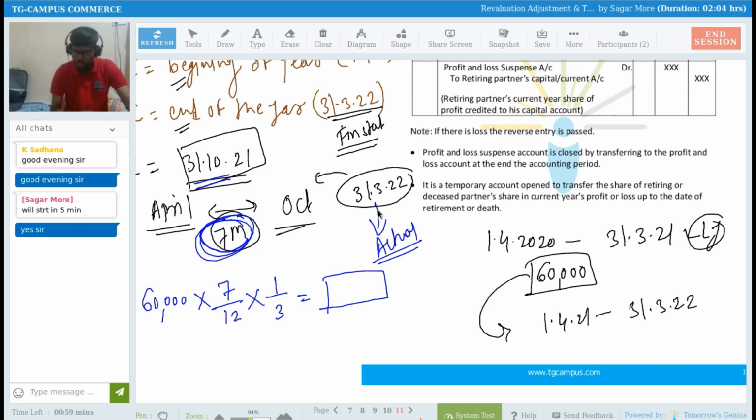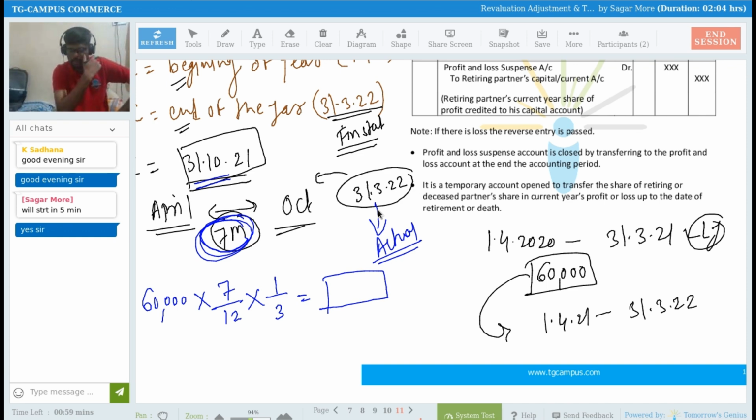See, it's not a final thing. When you finalize the books of accounts on 31st of March, you will be able to find out what the actual profit is, right? At that time, you will adjust that, right? For example, 7 months profit you have calculated. Can you tell me what is the answer here?